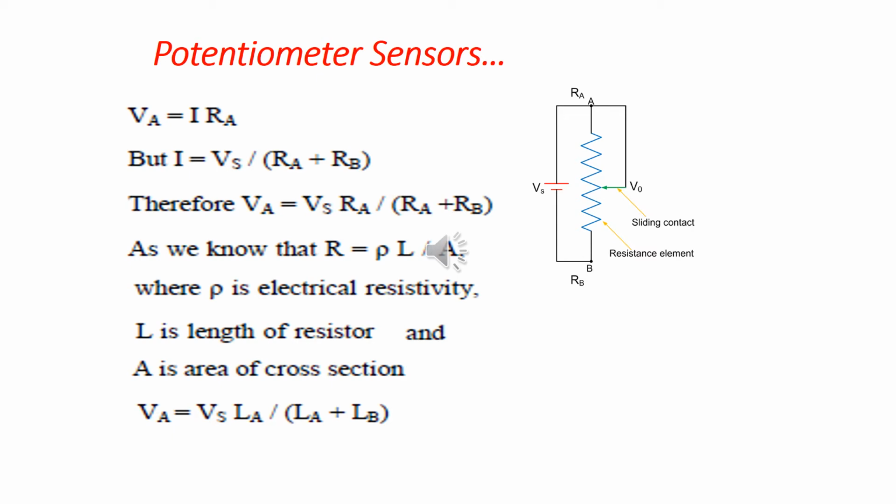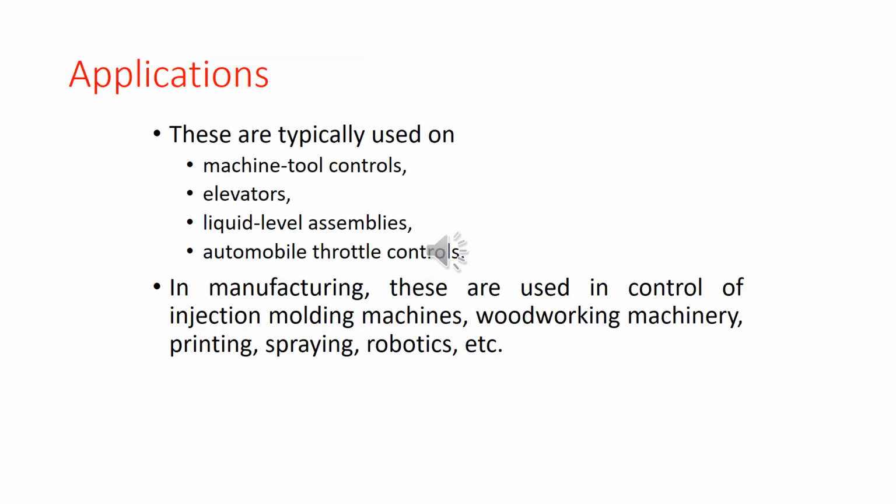Here I can be written as I is equal to Vs by Ra plus Rb. So substituting I in Va, therefore Va is equal to Vs Ra by Ra plus Rb. We know that R is equal to rho L by A, and here rho is the electrical resistivity, L is the length of the resistor, A is the area of cross section. So as we know that R is equal to rho L by A, therefore Va can be written as Vs La by La plus Lb.